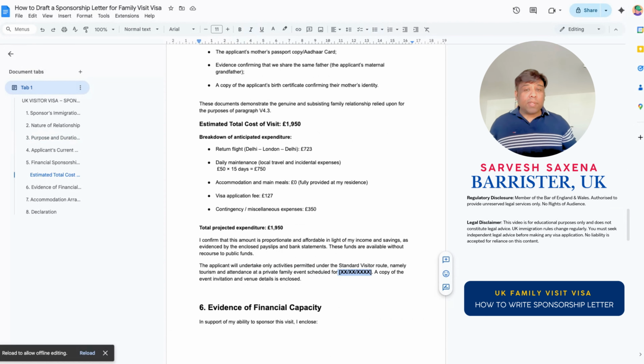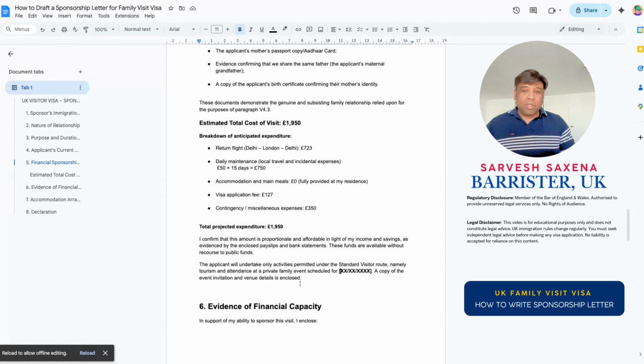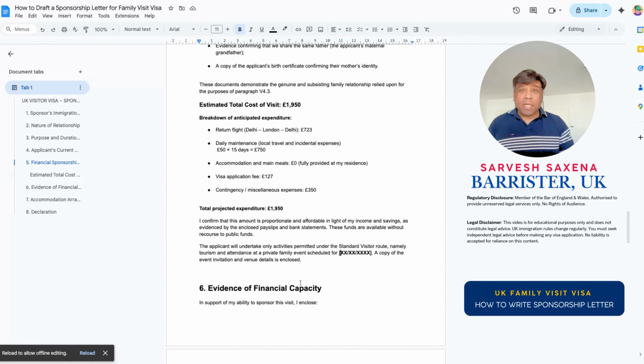If there is no function, that's completely okay. You're just coming to spend some time, right, with your maternal uncle and maternal aunt. A copy of that invitation and venue details are enclosed. That is only if you have a birthday party or a marriage or something like that, right? So you need to provide the details, right?